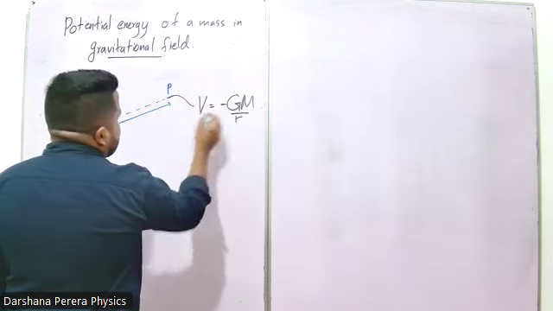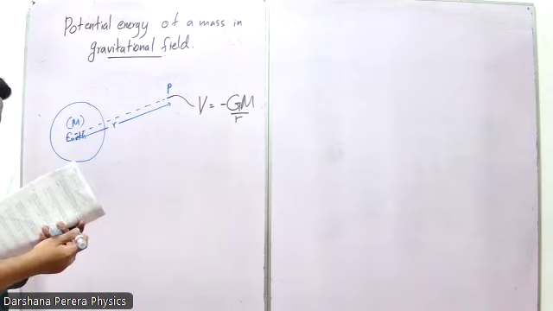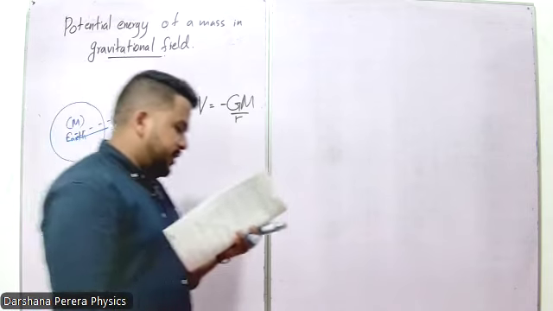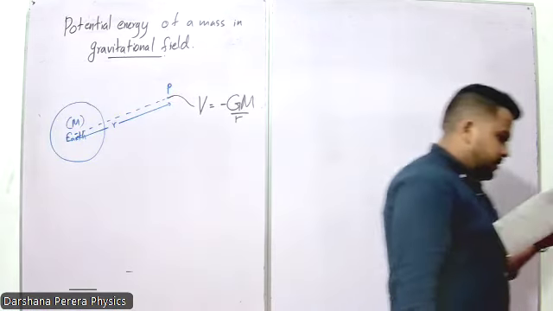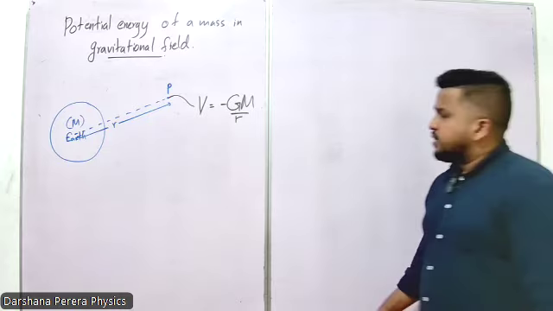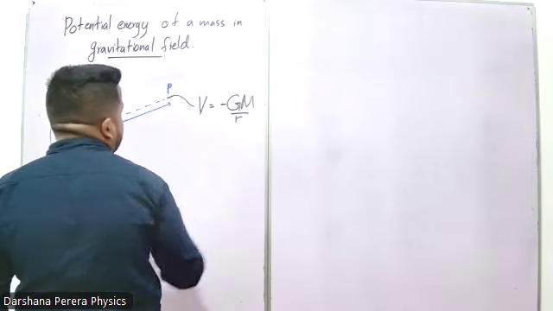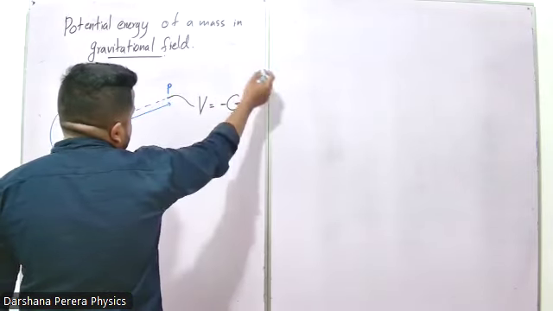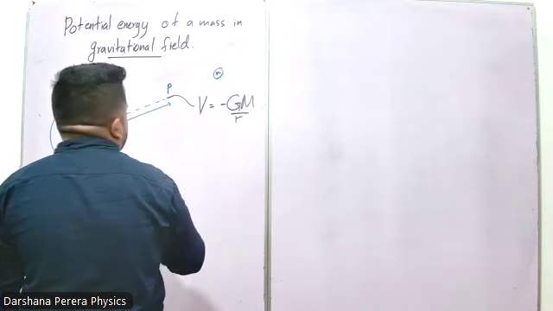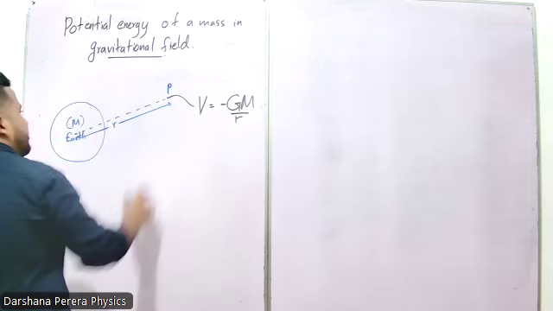Previously we discussed what potential means. Potential is the amount of work done that should be done to bring a unit mass from infinity to this point. So this is the potential for the unit mass, and this is the work done.